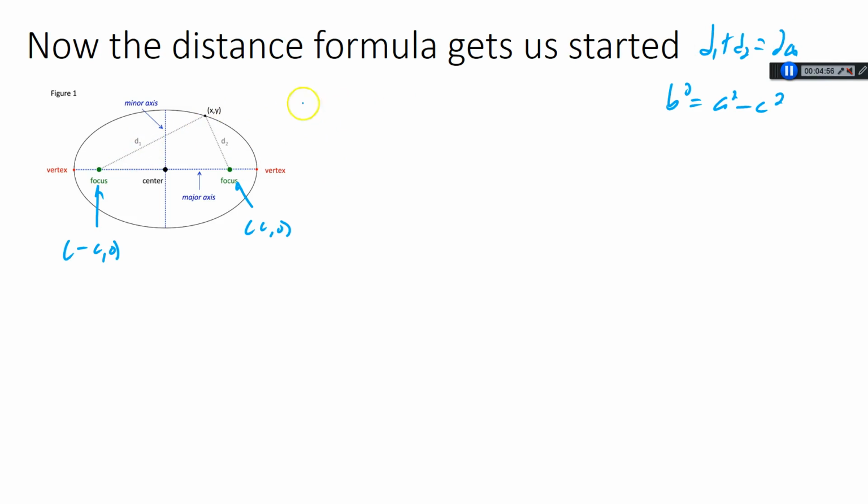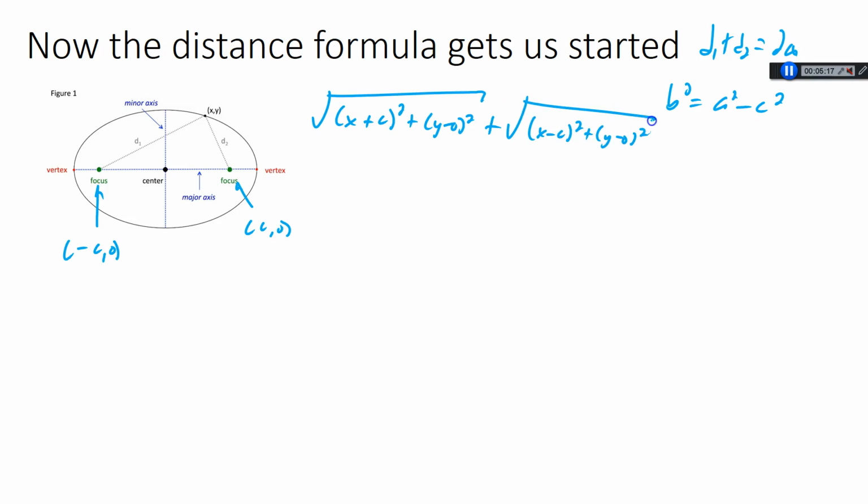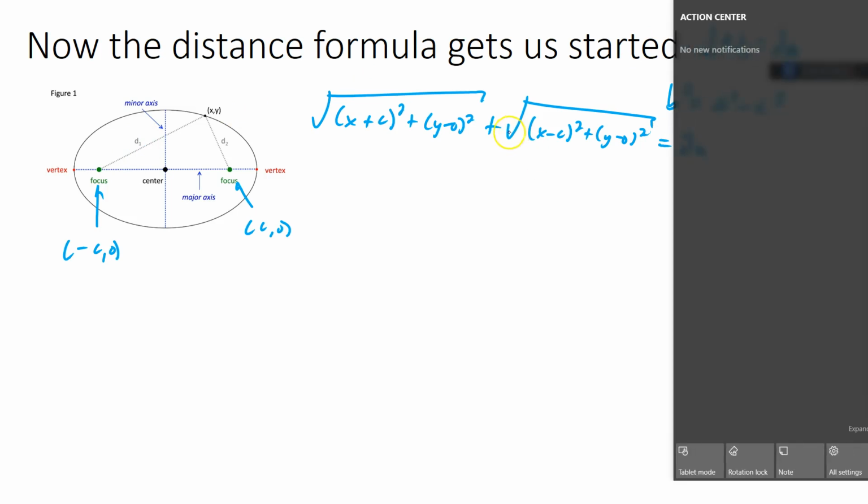So the distance from here to here is going to be the square root of (x minus negative c, so x plus c) squared, plus (y minus 0) squared, plus the square root of, so we do the distance formula on this point, (x minus c) squared plus (y minus 0) squared. And we add those two distances together, it always has to be the same thing, and we proved that that's equal to 2a.